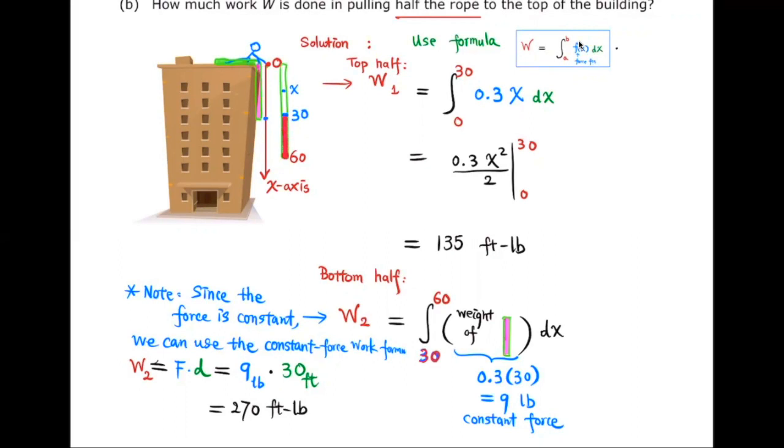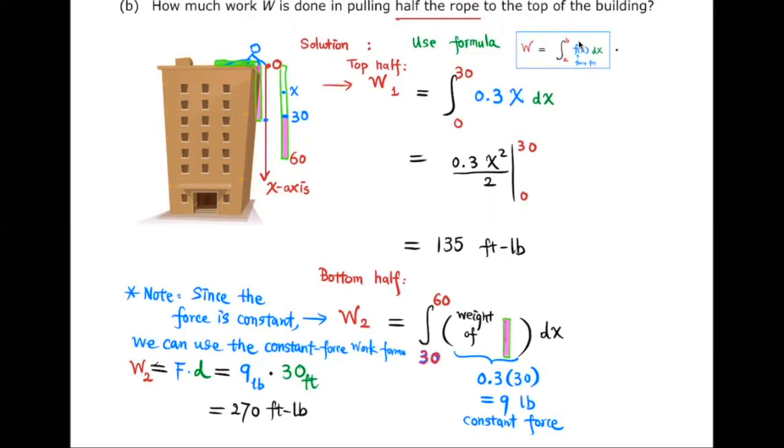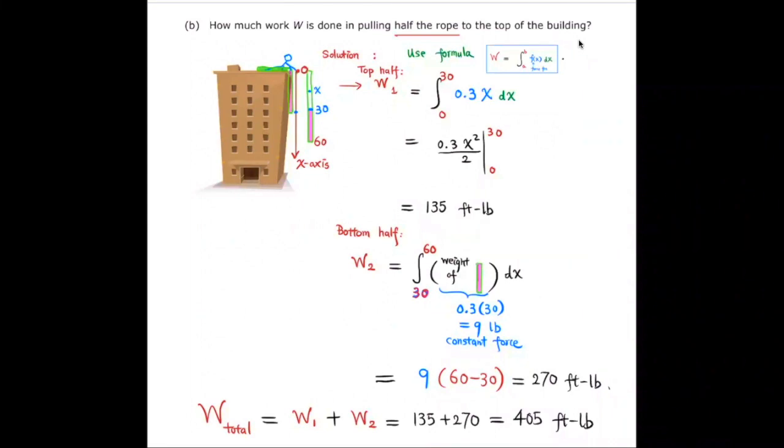Notice that this lower half of the rope is shifted 30 feet to the top. The force over here is constant, equal to the weight of this part of the rope. So for the work done on the lower half of the rope, we can use the constant force work formula: 9 pounds, which is the weight of the rope, times the distance moved, which is 30 feet. We also get 270 foot-pounds. Adding the work done for the upper half and the lower half, we get the total work done is 405 foot-pounds.